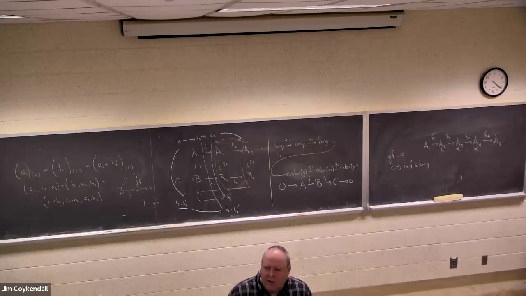Do you remember in Calc 3 probably, did you ever look at potential functions? You'd have something that was the gradient of a potential function, and then you could do an integral around a closed loop and get 0, right? That's this stuff. It's the kernel, it's exact sequences. That's essentially what's going on.